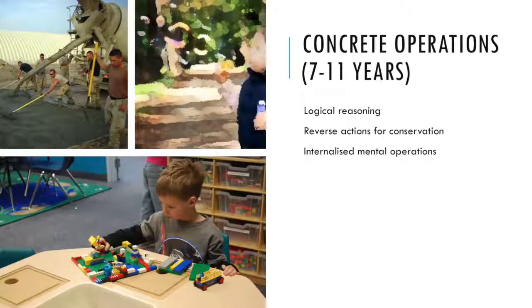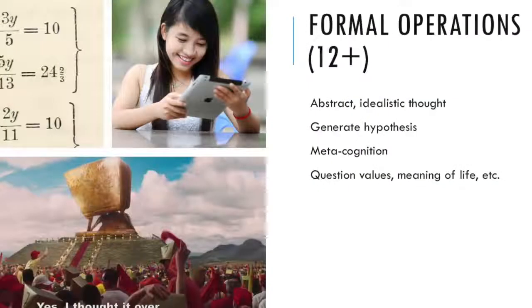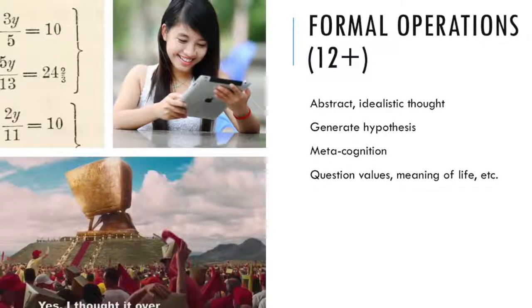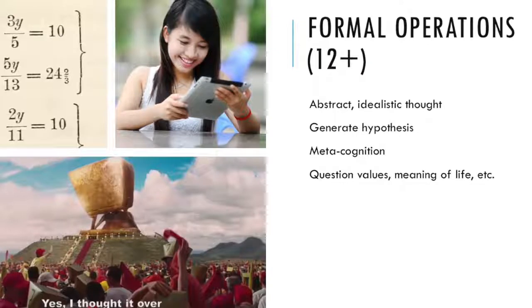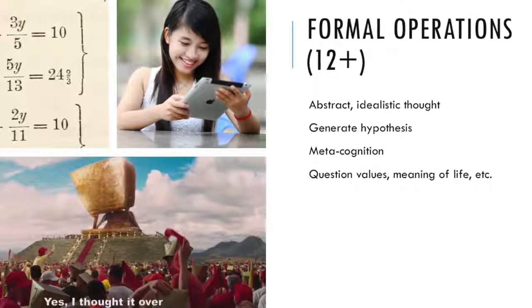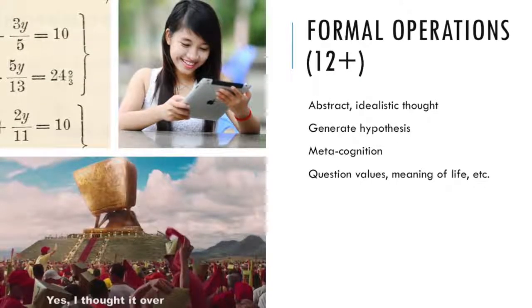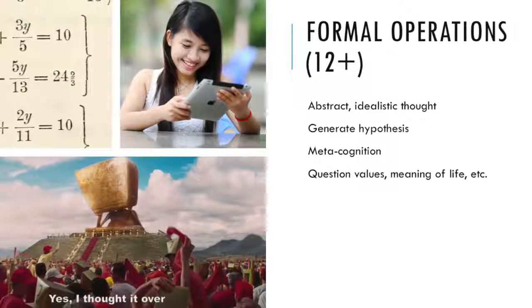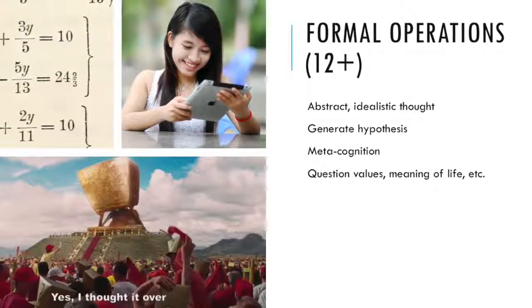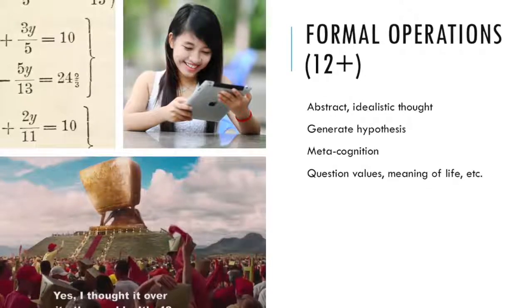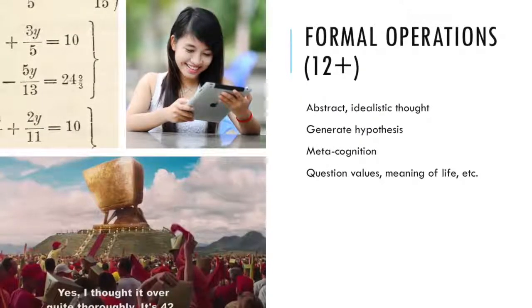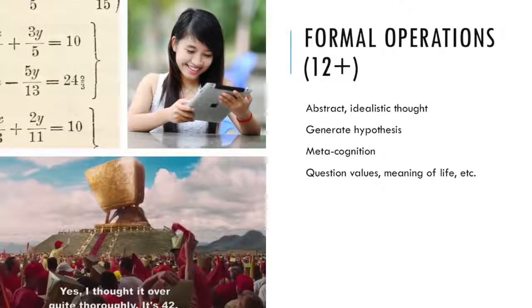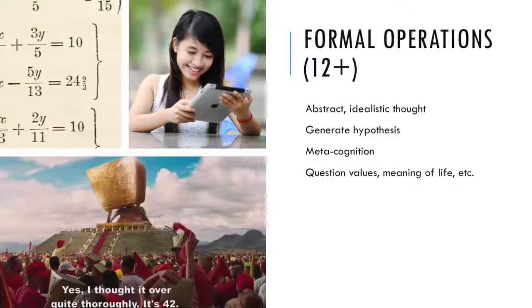whereby symbols are used. Finally, there is formal operations, which is the final stage of Piaget's cognitive development that occurs beyond 12 years of age, and is where mental operations can occur on the symbolic representations. Individuals can engage in abstract, idealistic, and logical thought. They engage in hypothetical, deductive reasoning to generate hypotheses. They also have metacognition, being aware of their own mental operations, such as modifying memory strategies, for example.